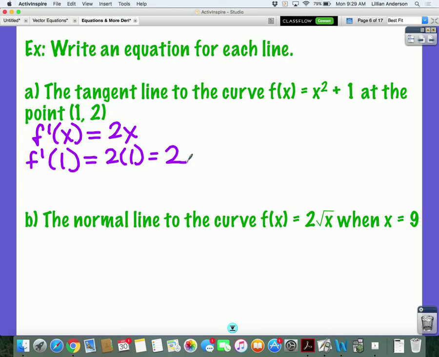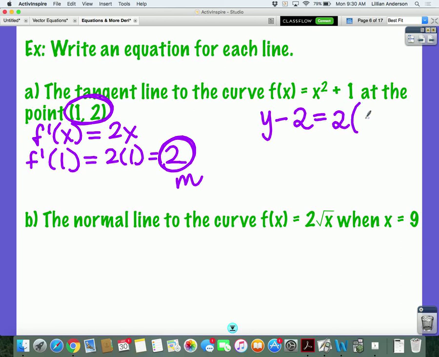So now we need to write our equation. Since we have our slope, aka our gradient, and we have our point, we use point slope form. So it's going to be y minus 2 equals 2, the slope, times x minus 1. And that's it.